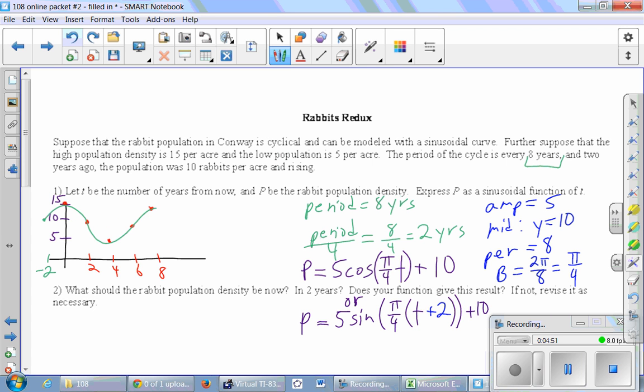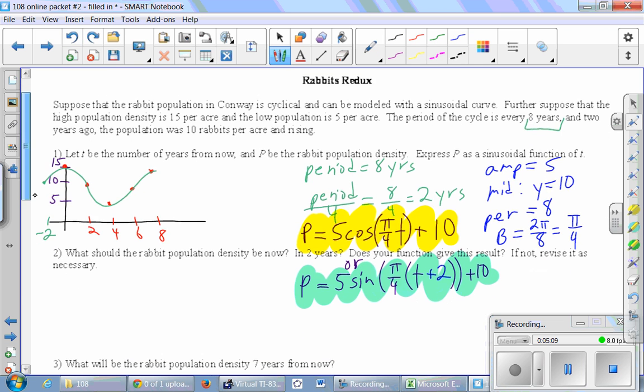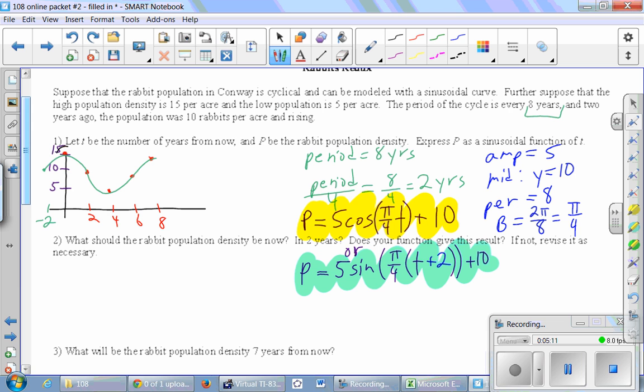Okay, number 2, what should the rabbit population density be now or in 2 years? Does your function give this result? If not, revise it as necessary. Okay, so I'm just going to highlight our 2, the one in yellow or second one in blue. Right now means t equals 0, so that's right here. So it should be 15 right now. So now this t equals 0, and the population is at 15.